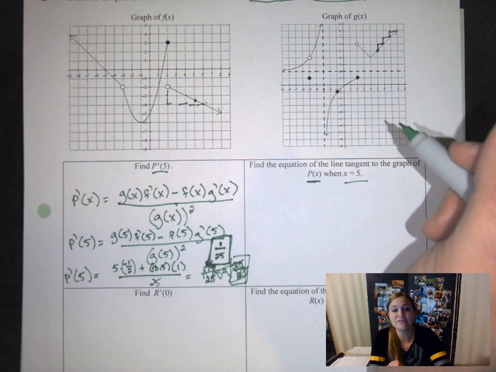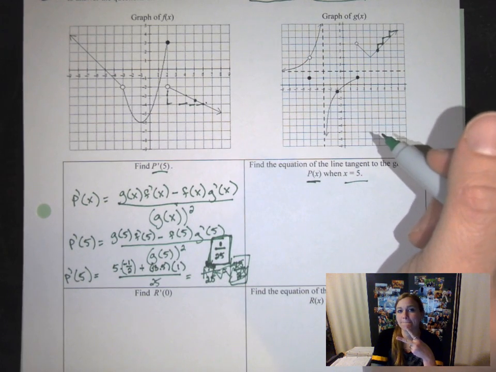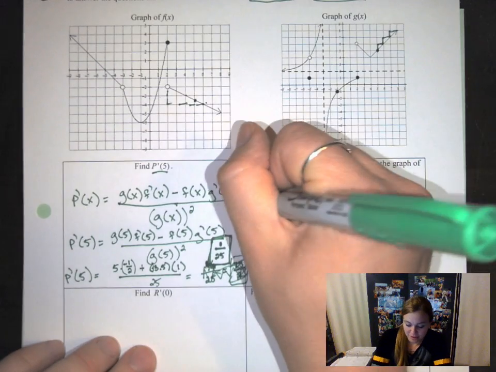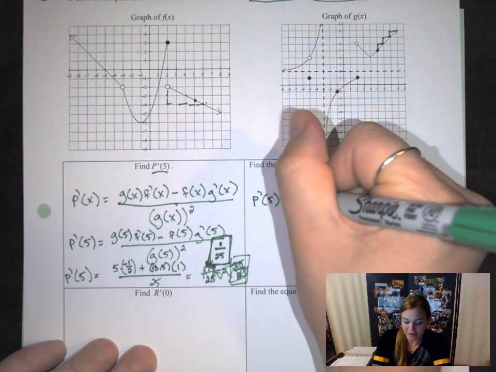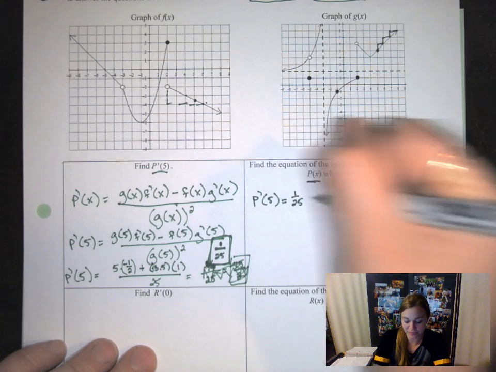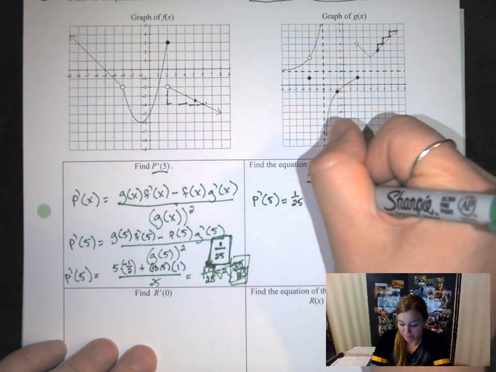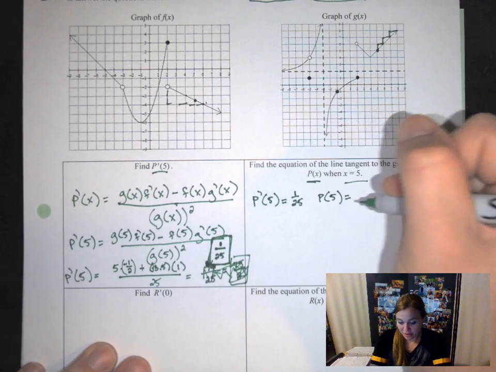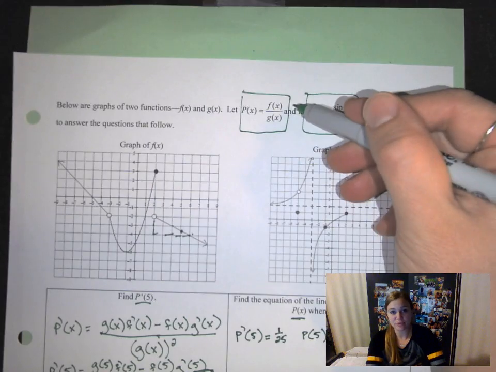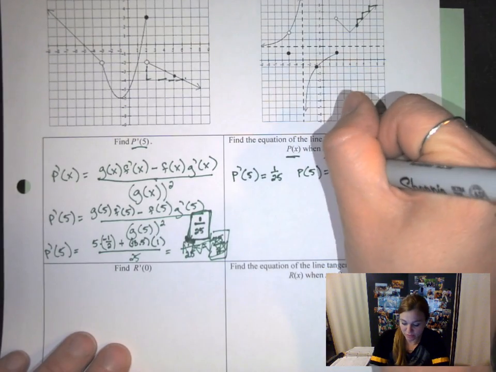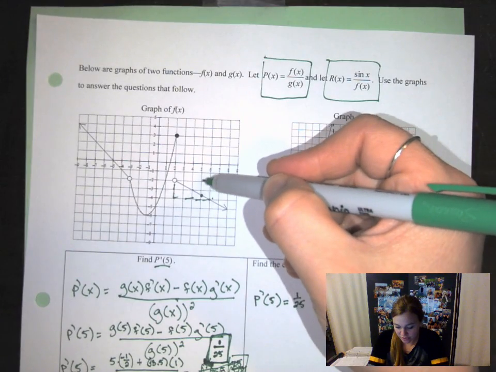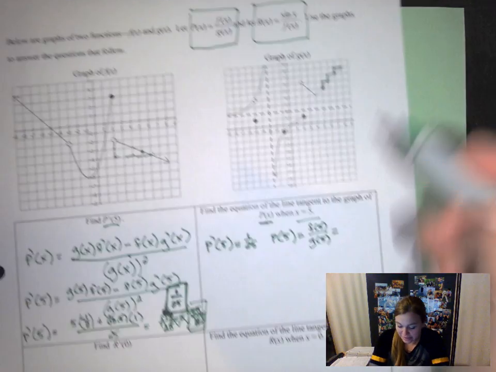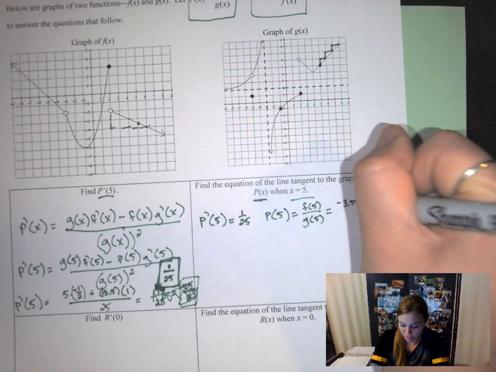When I'm finding the equation of the tangent line, I need two things. A slope and a point. The slope of the tangent, also known as the derivative, is p prime of 5, which is 1 over 25. My point is going to be p of 5. And remember, p of x, if I look up here, was f of x over g of x. So that would be f of 5 over g of 5. F of 5 we found before was negative 3.5, so negative 3.5.